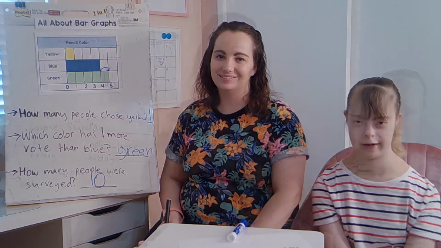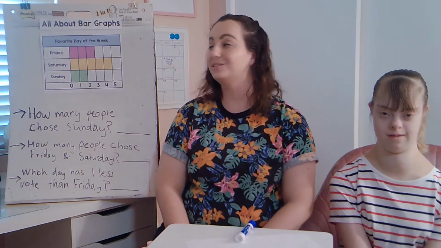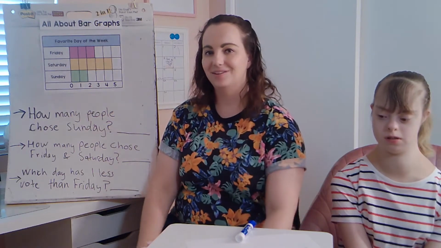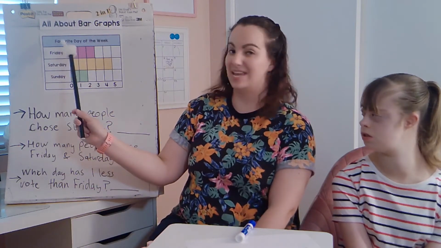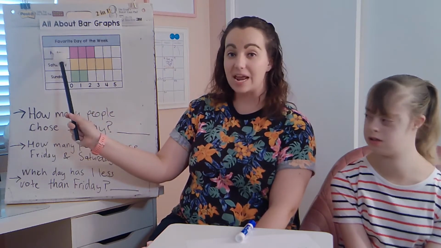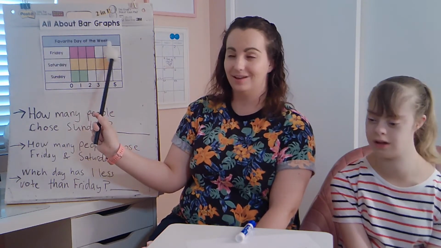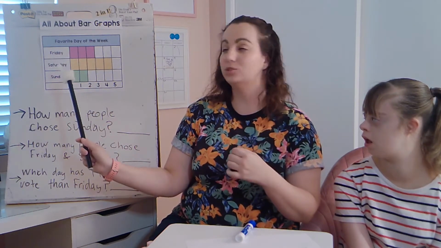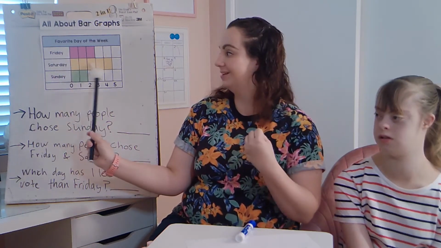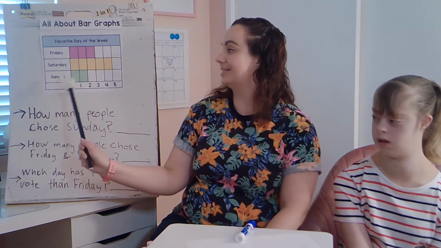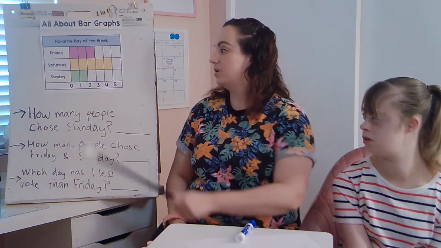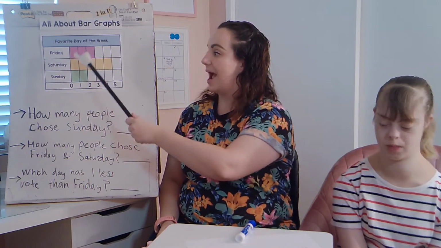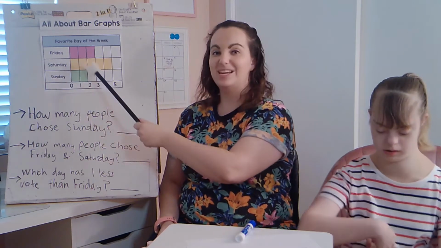Okay. We're back with our last bar graph for today's lesson video. Let's go ahead and look at this bar graph. It asked people their favorite day of the week. Some people chose Friday. Some people chose Saturday. And some people chose Sunday. Again, we can use the bars and the numbers on the bottom to help us find out how many people voted for each day.